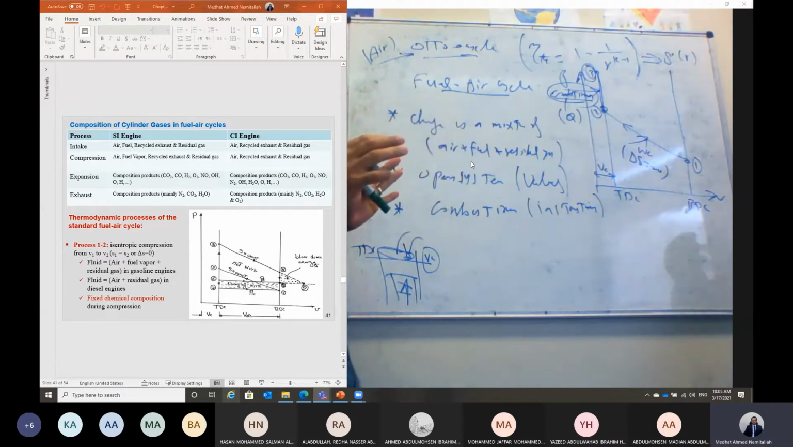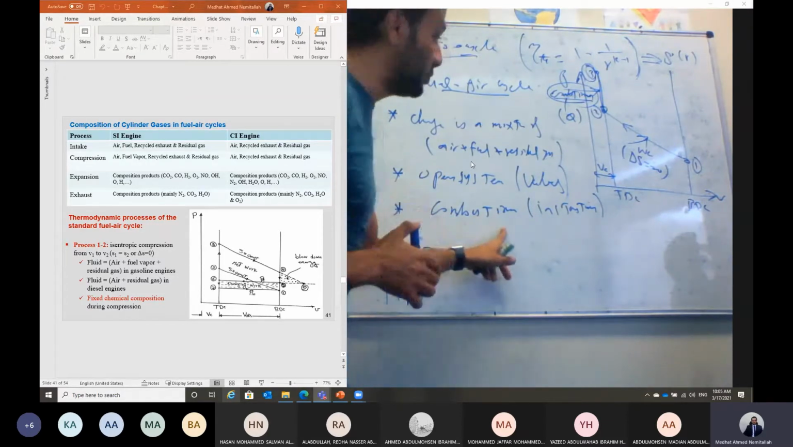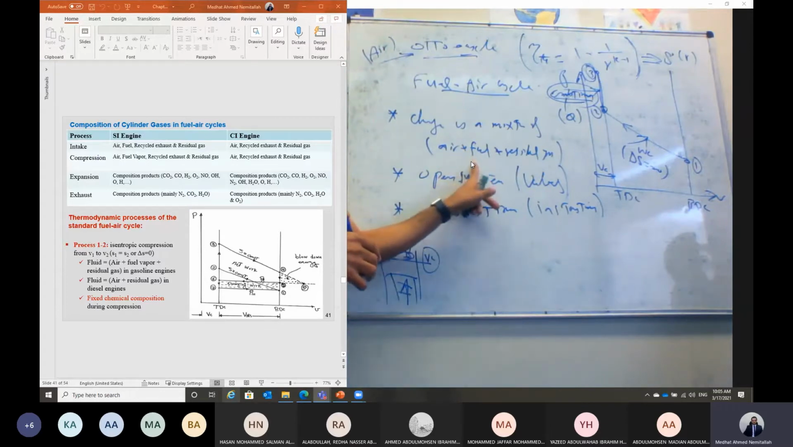So still we do have some assumptions. But in this case, at least we have improved the cycle. We have considered the combustion. We have considered the real fuel plus air plus residual gas mixture, and we have valves in this case.